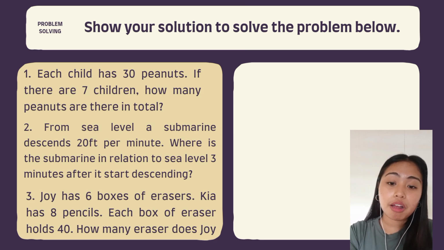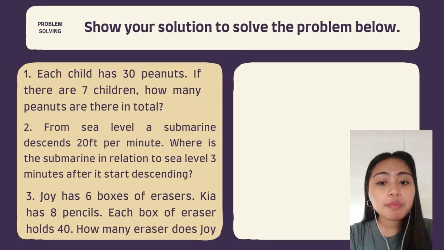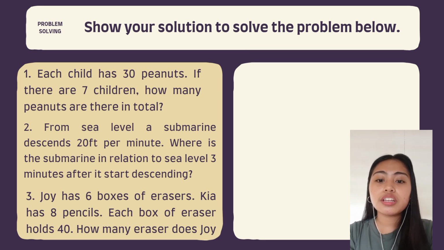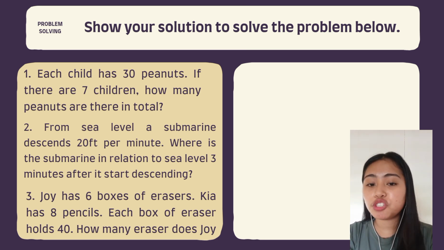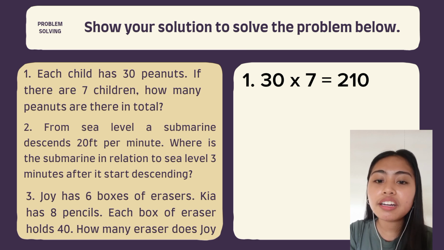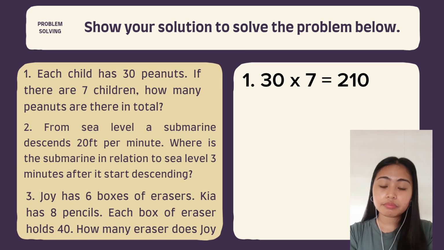Let's answer these problems. So number 1, each child has 30 peanuts. If there are 7 children, how many peanuts are there in total? So to find the total number of peanuts, we multiply the number of peanuts each child has by the number of children. So 30 peanuts times 7 children, therefore, there are 210 peanuts in total.